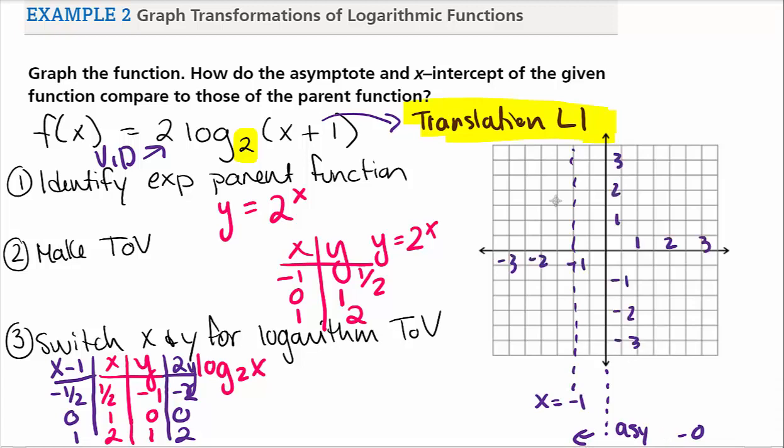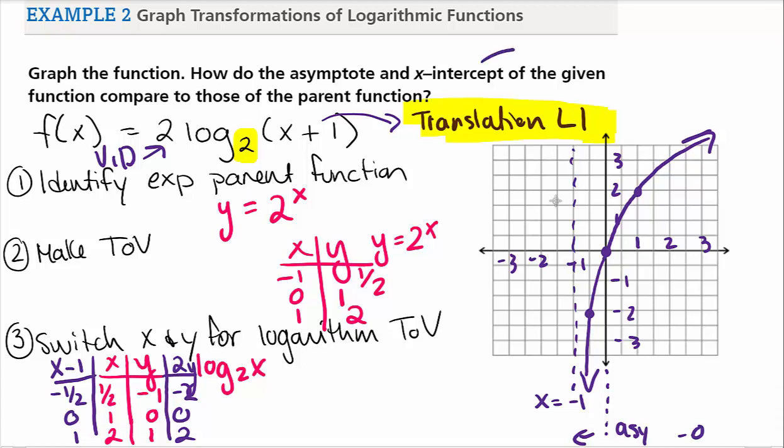I'm going to graph the rest of my points. So (-1/2, -2), (0, 0), and (1, 2). And then I'm going to join those points together, making sure I'm approaching that asymptote line, which helps me shape my graph.